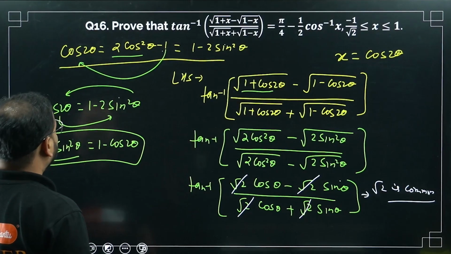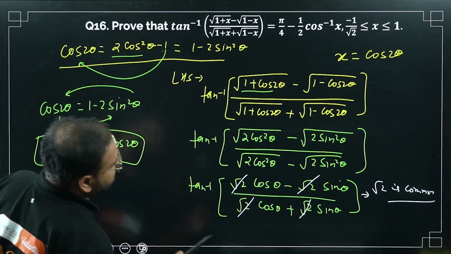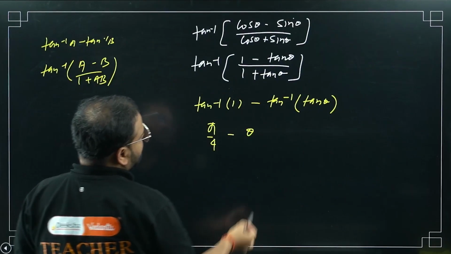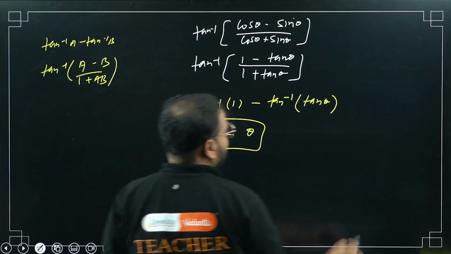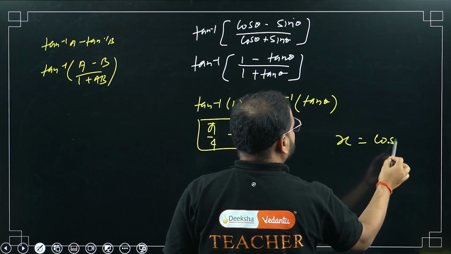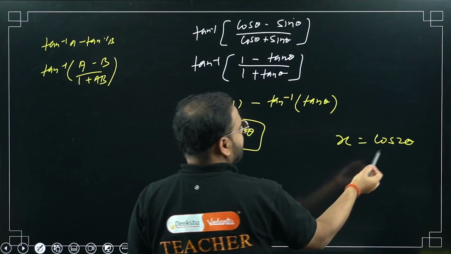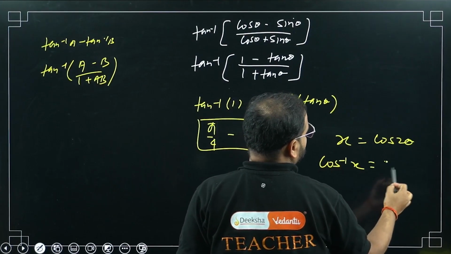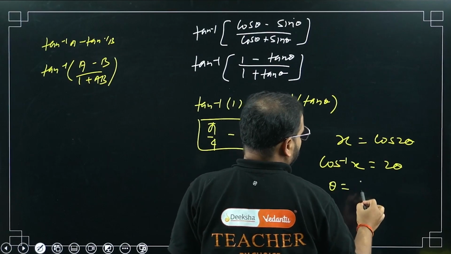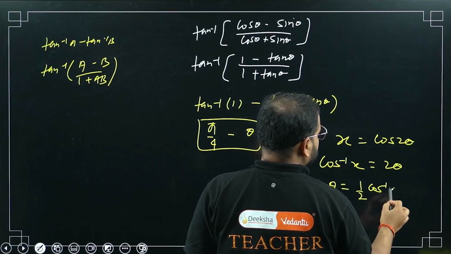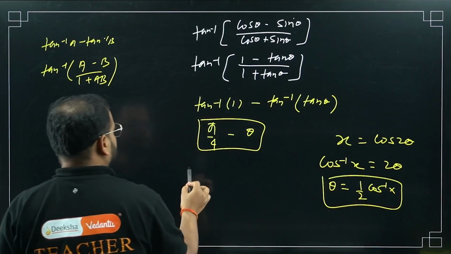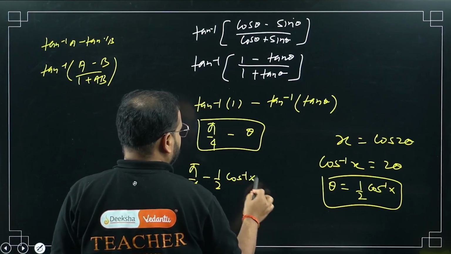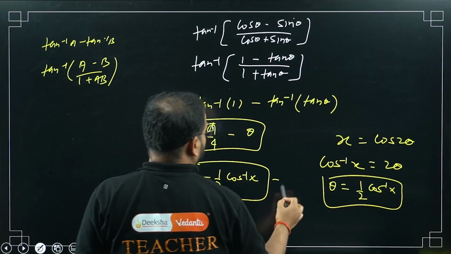Okay, what's the theta value? I have to take this condition from here. Please check. So this is the condition so far. Now we have taken x equals cos 2 theta, right? So bring this over here. Cos inverse of x equals 2 theta. What is theta going to be? 1 by 2 times cos inverse of x. Now put it here. What's my answer? Pi by 4 minus 1 by 2 times cos inverse of x. And this is nothing but RHS, sir.